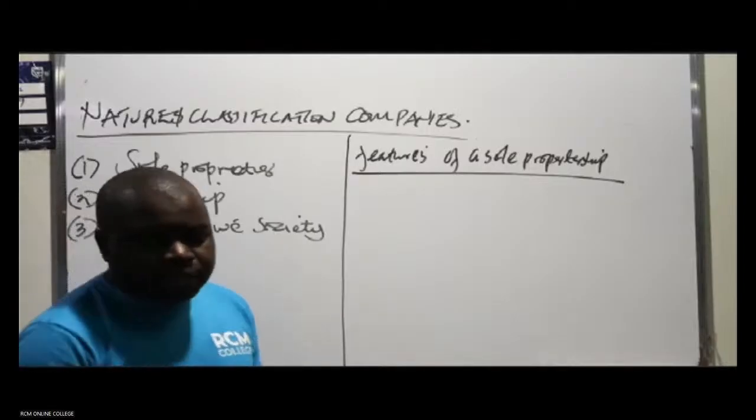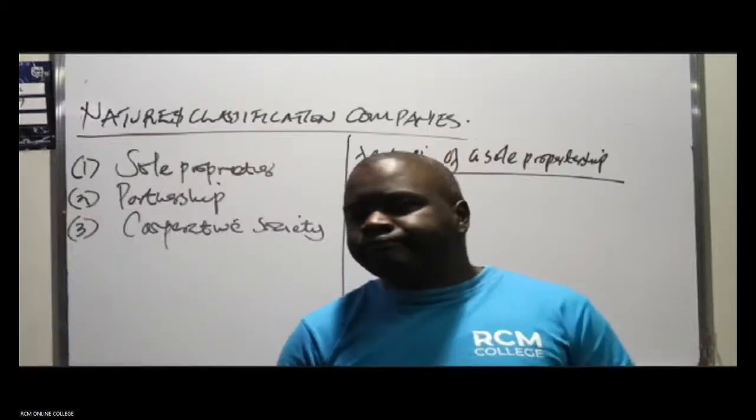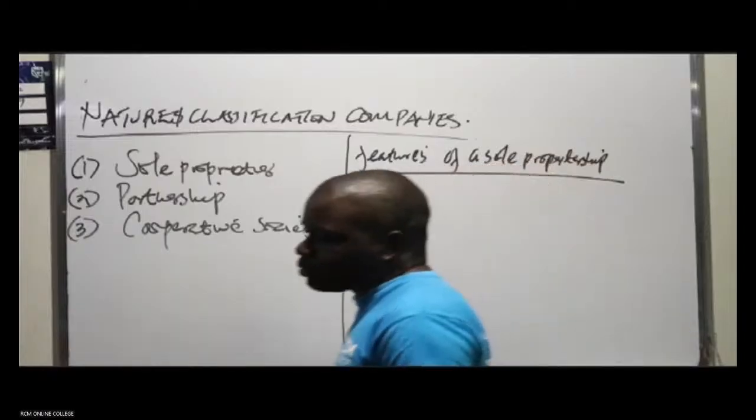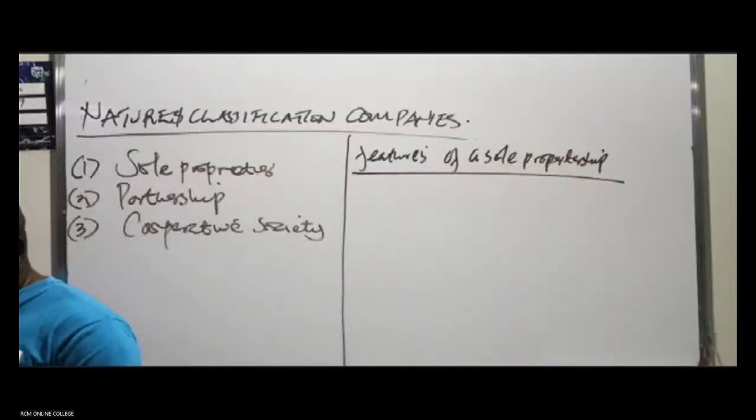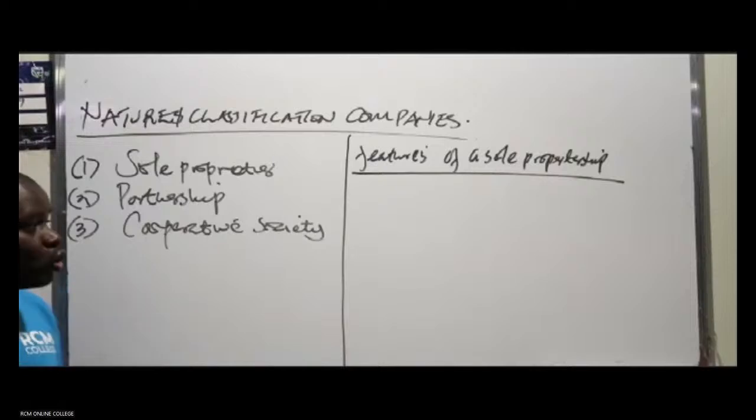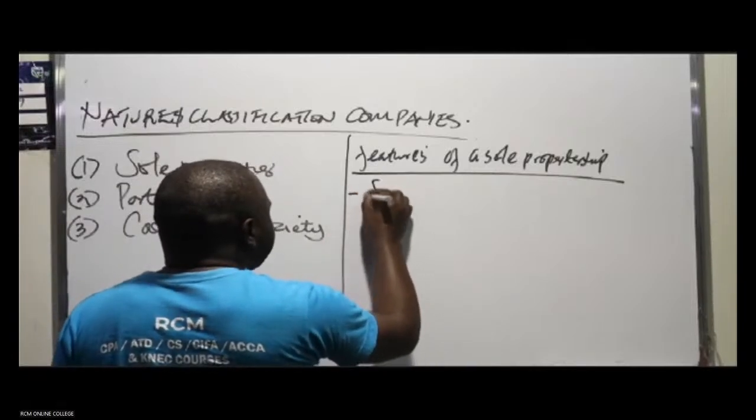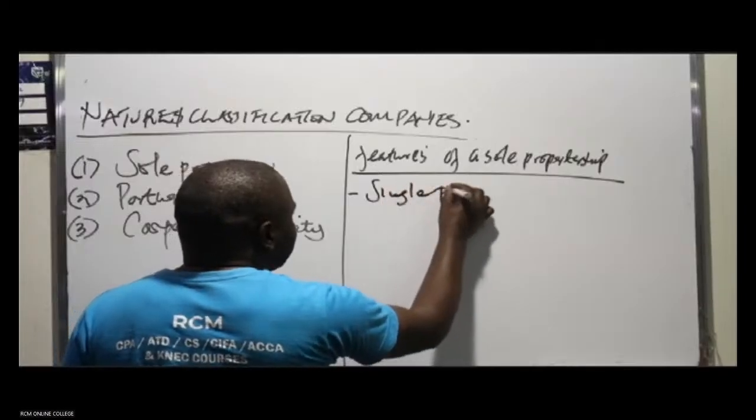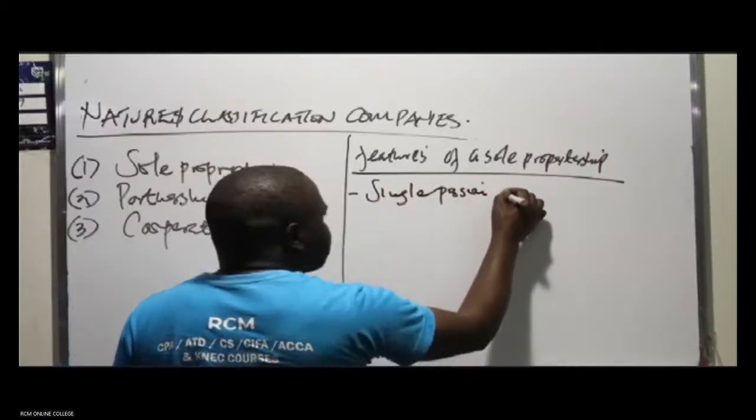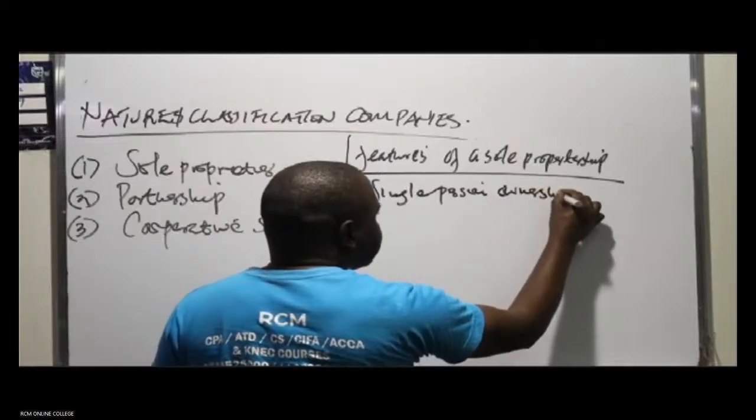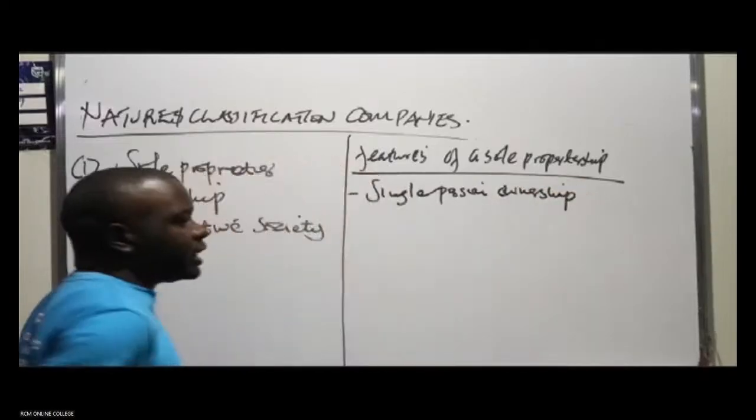What do you know about a sole proprietorship form of business? There's something you must actually be knowing about a sole proprietor. Zipporah says it is owned by a single person. So single person ownership is the first one. Single person ownership is exactly correct.